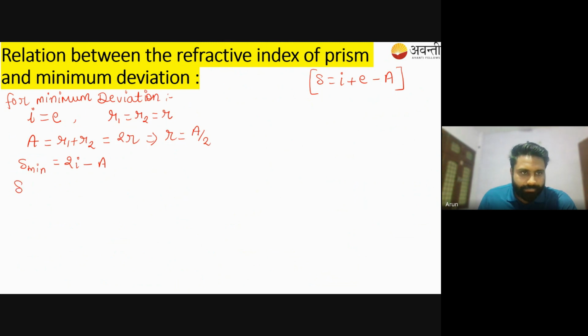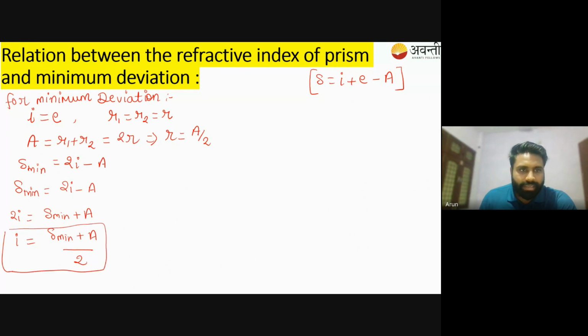So delta minimum is 2I minus A. Calculating the value of I, 2I is equal to delta minimum plus A. I is nothing but delta minimum plus the angle of prism, divided by 2. So these are the two relations that we are going to use.